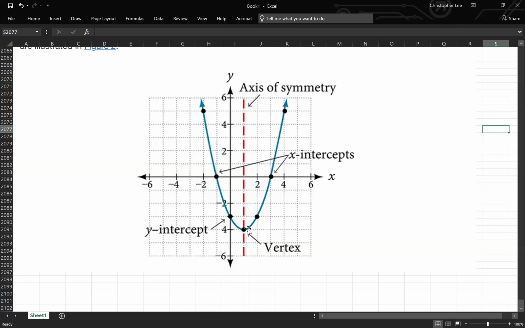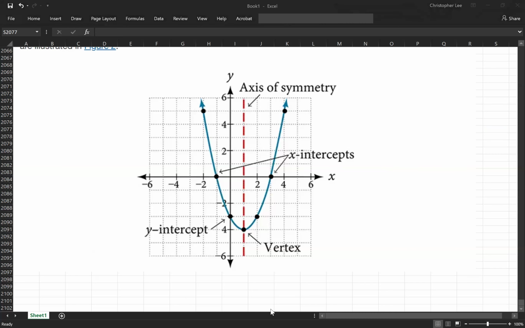So that would be one, no? Yeah, one, because you see one. Well, there's a twist. Those are the x-intercepts. That's different. So the vertex is like the highest or the lowest point. So yeah, that's a parabola. Really interesting.